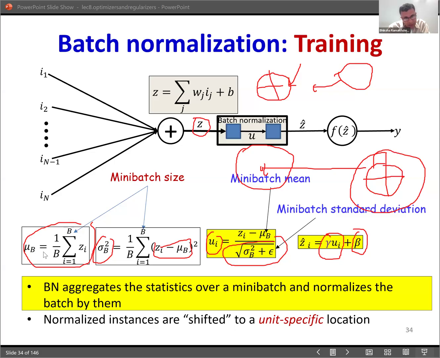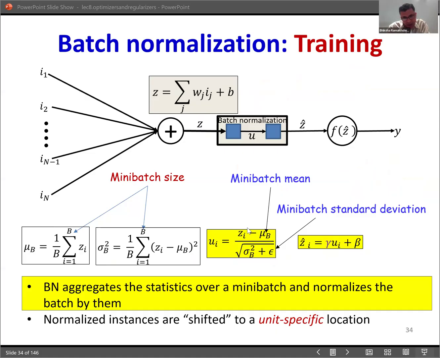First, you compute the mean of the mini batch and the standard deviation. You center the mini batch by subtracting the mean and normalize it by dividing by the standard deviation. That gives you the u. So this first block represents this first process. And then the second block scales and shifts the whole thing to a new location. So Mughal, this is exactly the formula for standard normalization for any distribution, right?